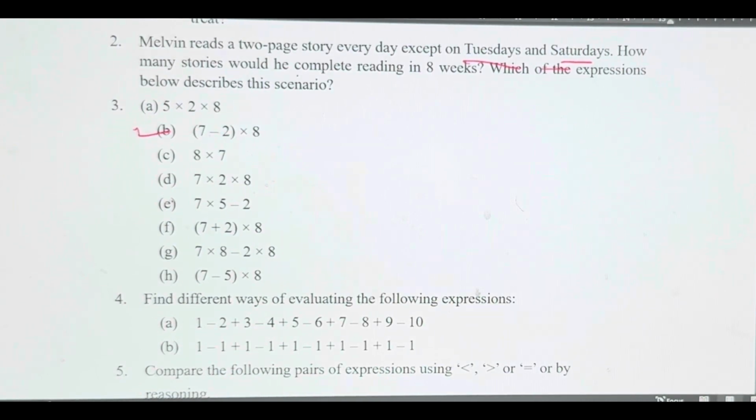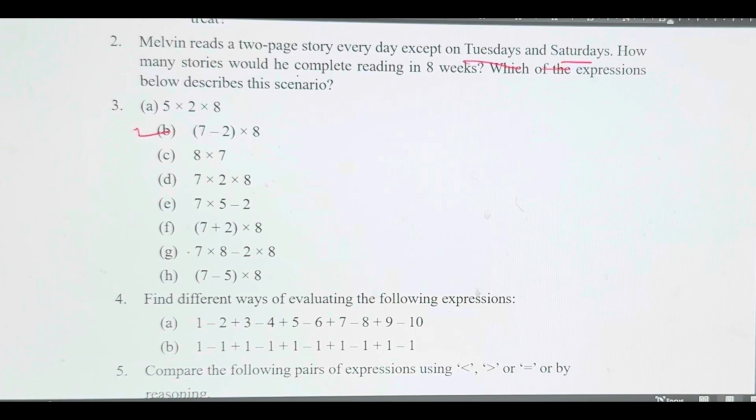Then if we see E, 7 into 5 minus 2, right? So this again will be wrong because this will be 7 into 5, 35 minus 2, whichever way you do. Even if you do 5 minus 2 into 3, 7 3s are 21. So 7 is wrong again. Then 7 plus 2, 9, again that is wrong. We need to subtract 7 minus 2, that would be correct.